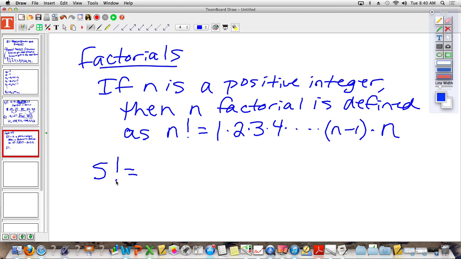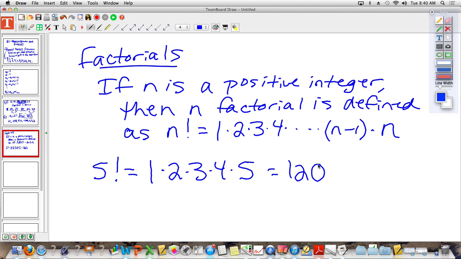So an example of that is, what if I asked you to do 5 factorial? What does 5 factorial mean? 1 times 2 times 3 times 4 times 5. You're done. You don't have to equal it out, though depending on the problem, sure, let's do it. What's 1 times 2 times 3? You get 120.